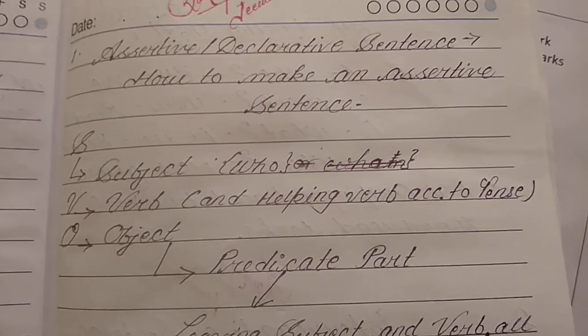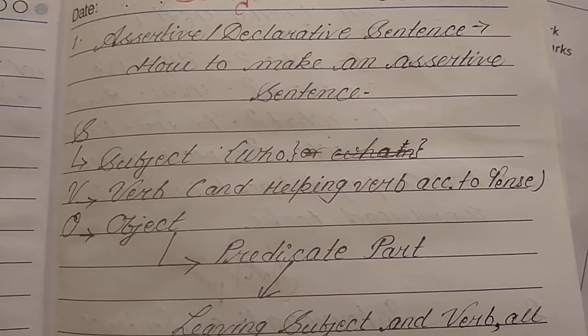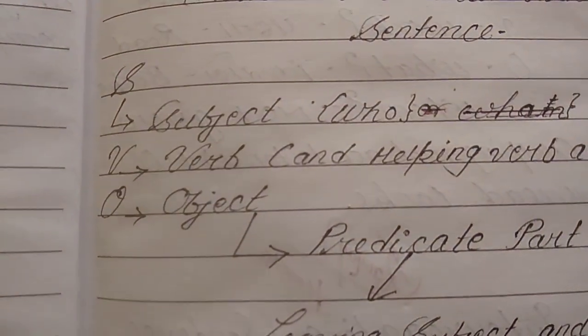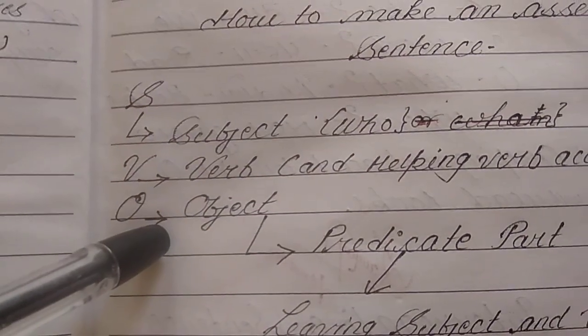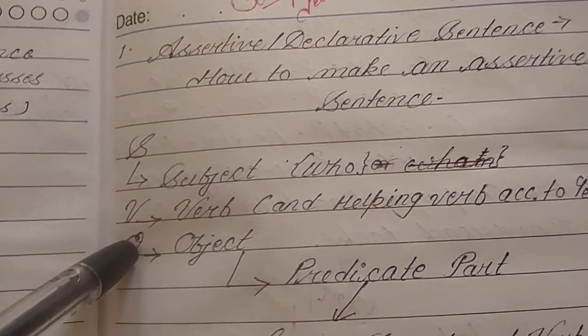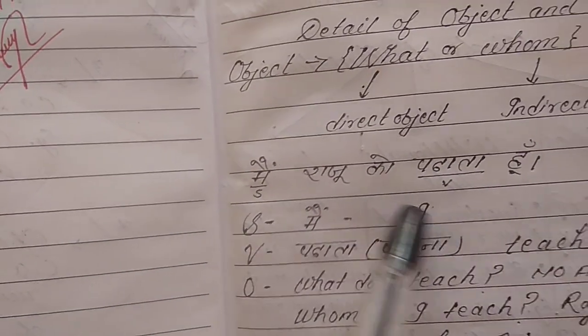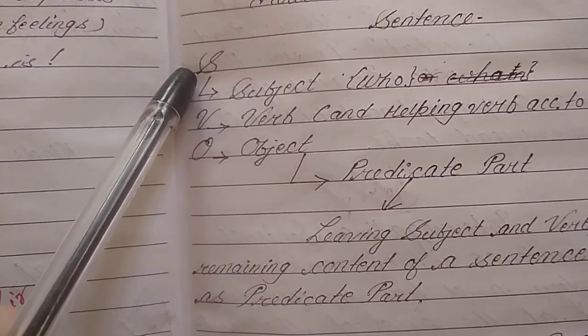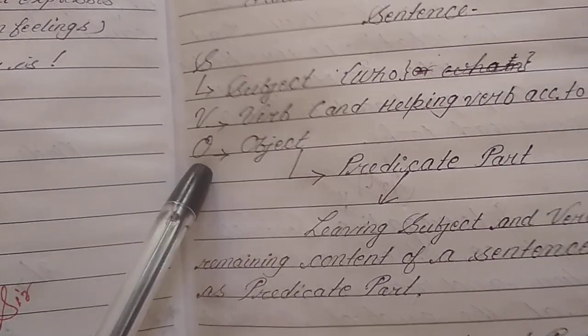What are those three alphabets? Keywords, you can say: S for subject, V for verb, and O for object. At first, whenever you have to translate a Hindi sentence into English, you need to just put these things in the same series: S, V, and O.